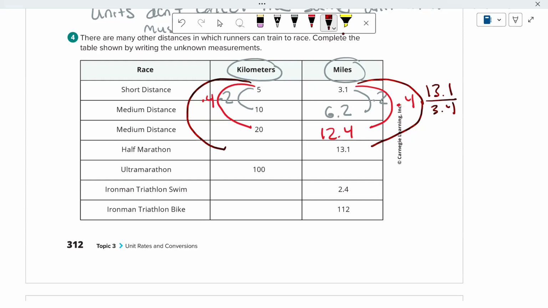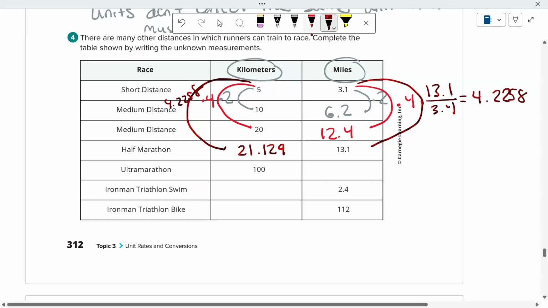That's an ugly decimal. I don't even want to look at it. I'm not going to lie to you. That is disgusting. It looks like it was 4.2258. I'll go with that, up to 4 decimals. So multiply this one by 4.2258. Don't be scared of the number. It's just a number. My calculator is being dumb. So that's about 21.129. Now, these last three I want you to do on your own.